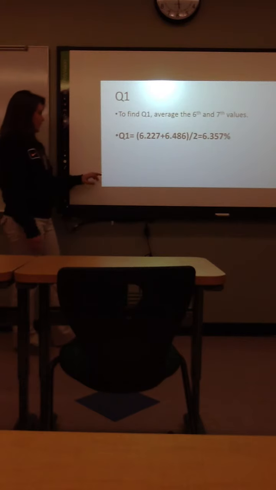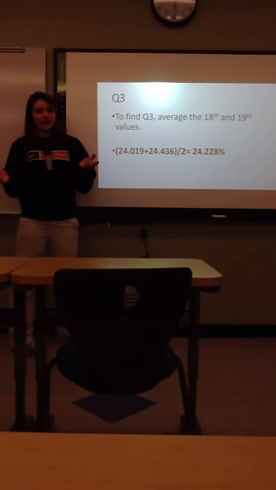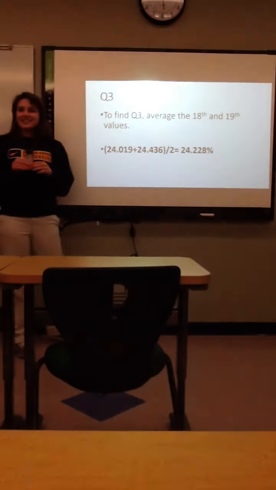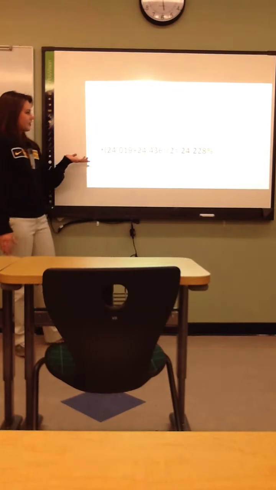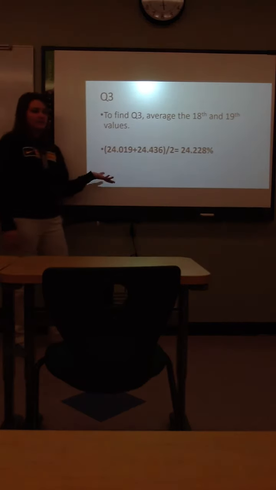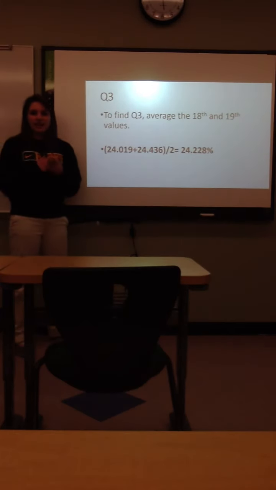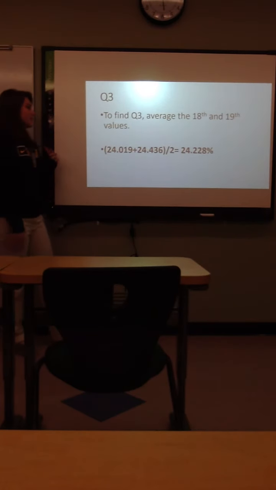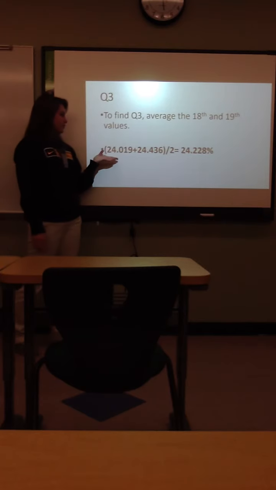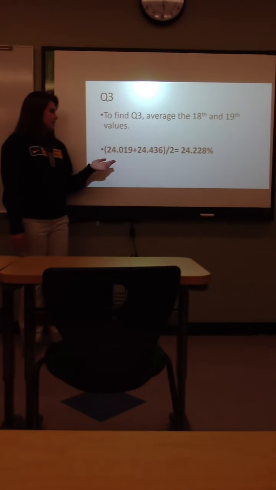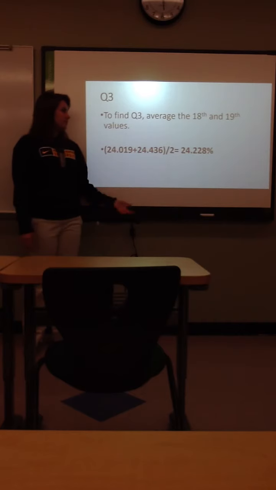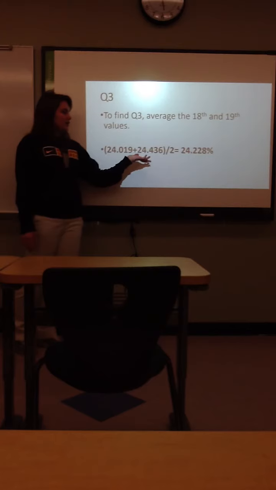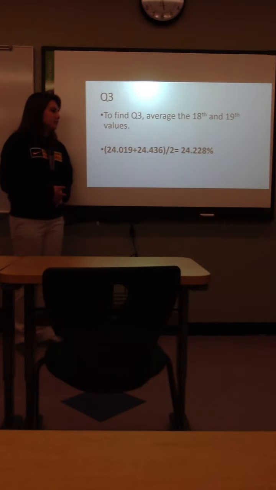The last value that we need to find, the upper quartile, is the top quarter of the data. To find Q3, you're going to average the 18th and 19th values, because you split the data in half at the median, and you split the upper half of the data in half again. The 18th value was 24.019, and the 19th value was 24.436. To find Q3, we add these together and divide by 2, which gives us 24.228%.